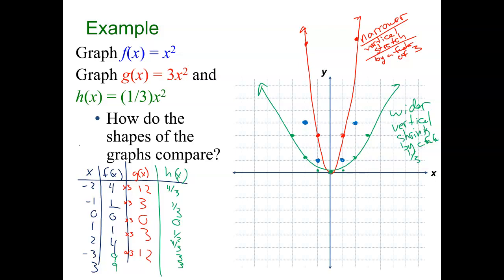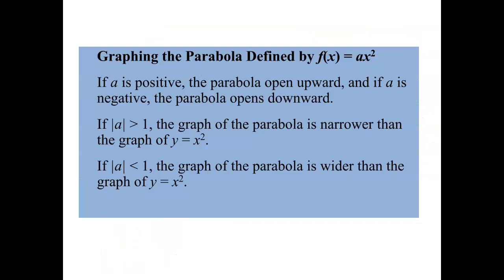So when we're looking at that, we've added in that vertical stretch or shrink. Now remember, if I have a negative value for A, what does that do to my graph? Flips it upside down. That is a separate transformation from that stretch or shrink.